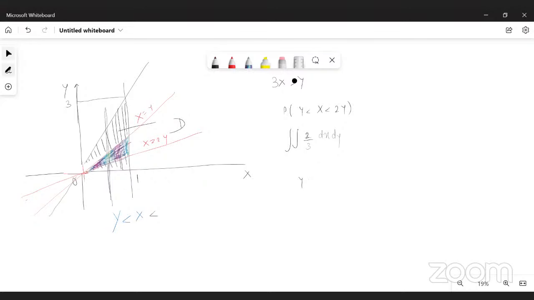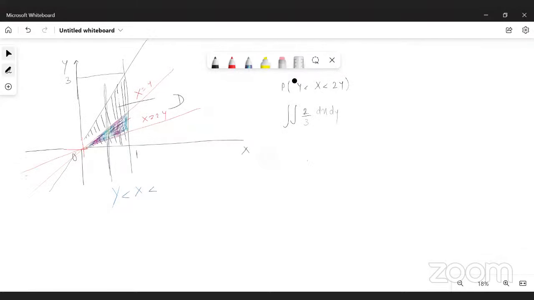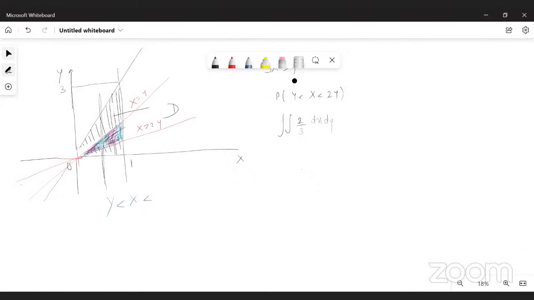So let's say I want to integrate first with respect to y. So what we will do is, let's pull this out. So dy, and y should vary from this x by 2 to x, and your x should vary from 0 to 1. Okay, so why is x varying from 0 to 1?